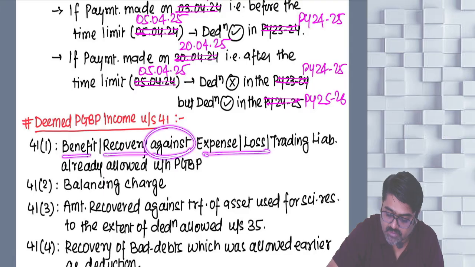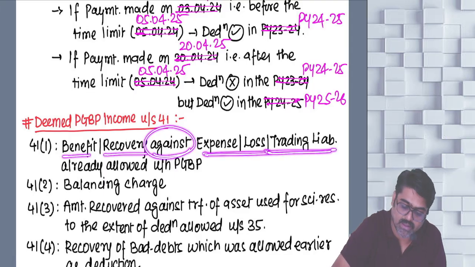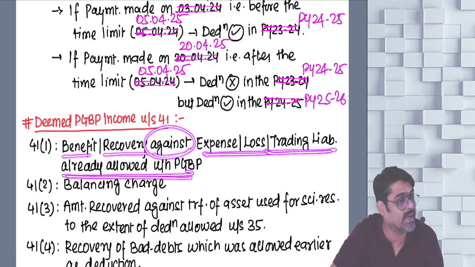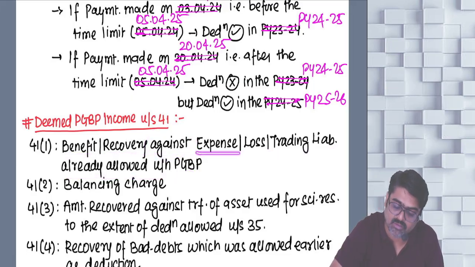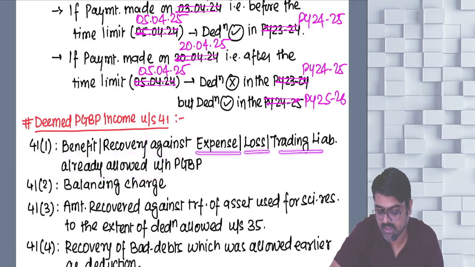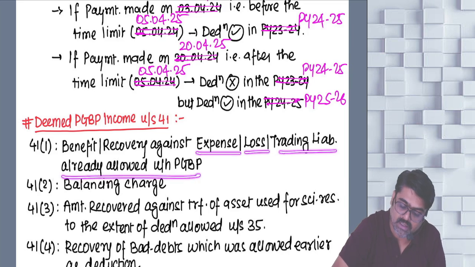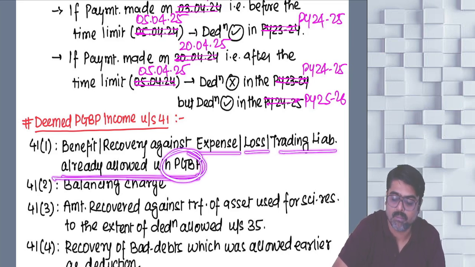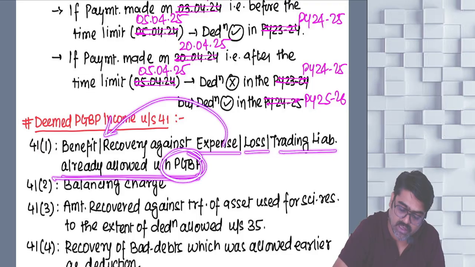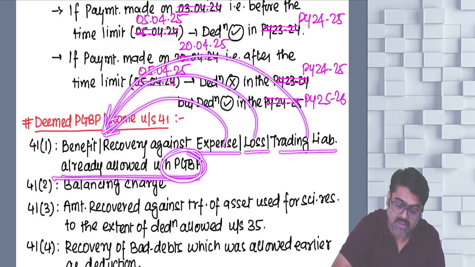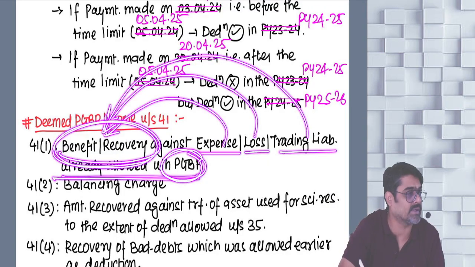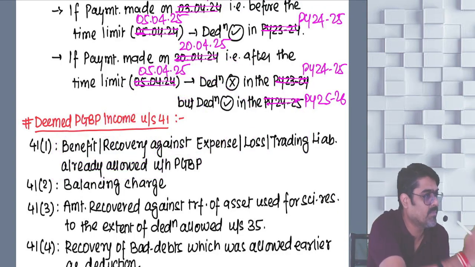And now only one section is remaining, 41(1), which says that any benefit, any recovery which is against any expense or loss or trading liability which was already allowed under the head PGBP. So do you have any expense? Yes. Any loss? Yes. Any trading liability for which the deduction was already allowed under the head PGBP? Now against this expense, any benefit or recovery is coming. Against that loss, any benefit or recovery is coming. Against that trading liability, any benefit or recovery is coming.